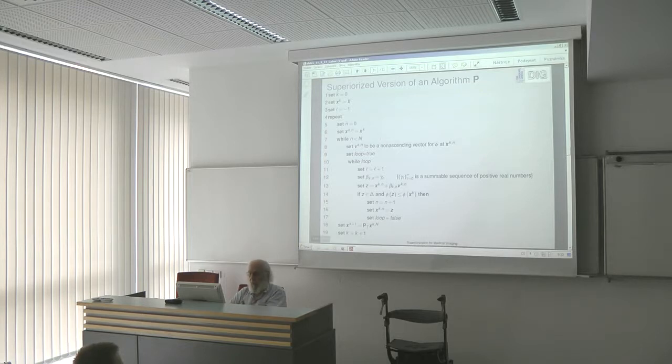And note, it's totally automatic. If I have an algorithm for P, I just copy that algorithm in here, and the rest of it is just bookkeeping, so to speak. I mean, we know how to produce a non-ascending vector. These things are the same. So the superiorized version of one algorithm looks very similar to the superiorized version of another algorithm. The differences are where you do the algorithmic step and where you make use of the optimization criteria. But it's quite automatic. You don't have to think about it.